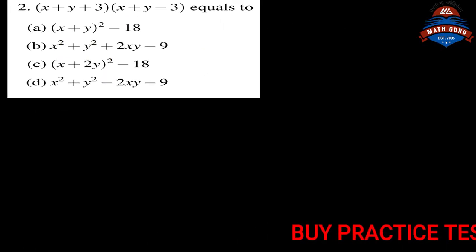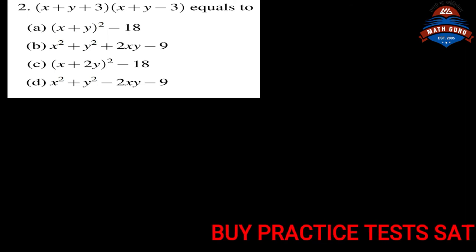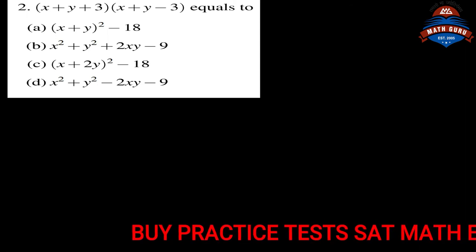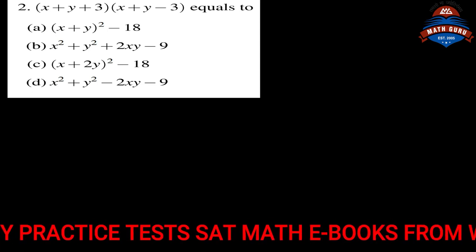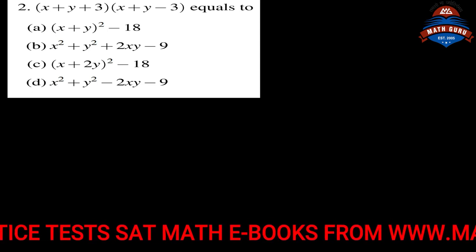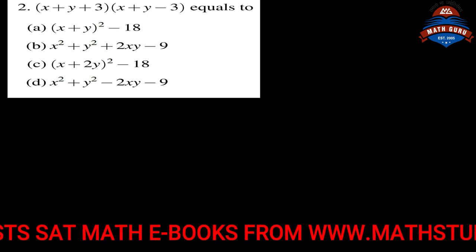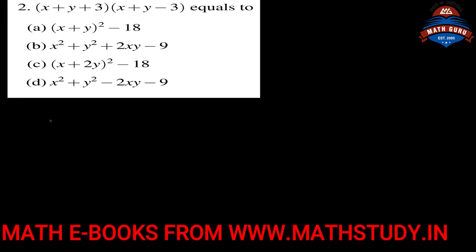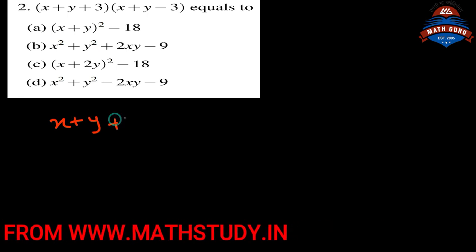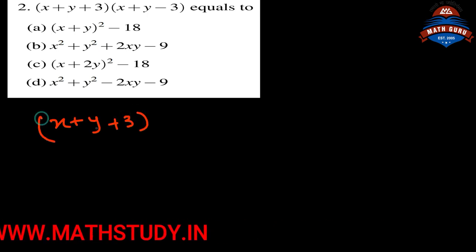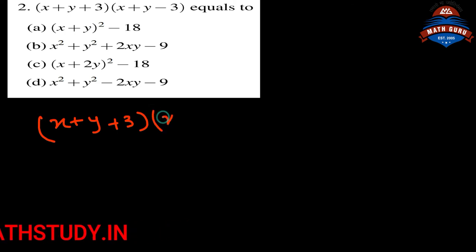So students, this is our next question. Here we have two terms, x plus y plus 3 and x plus y minus 3, and we have to find the product of these terms and tell which option is correct. So let's write these two terms first. This is x plus y plus 3 into x plus y minus 3, right?